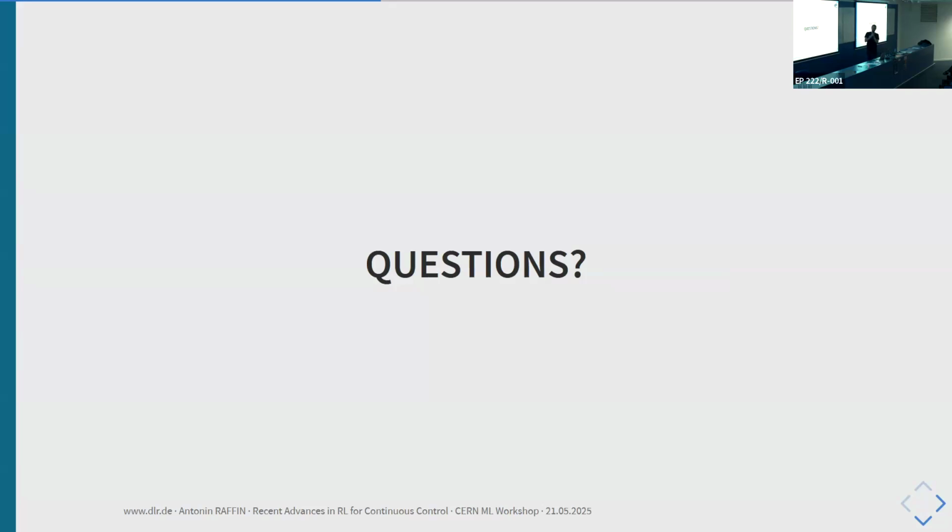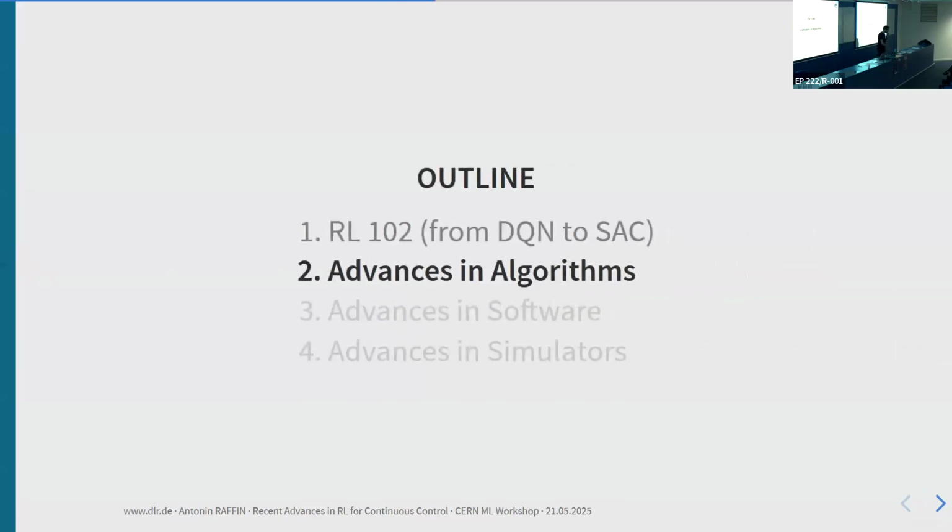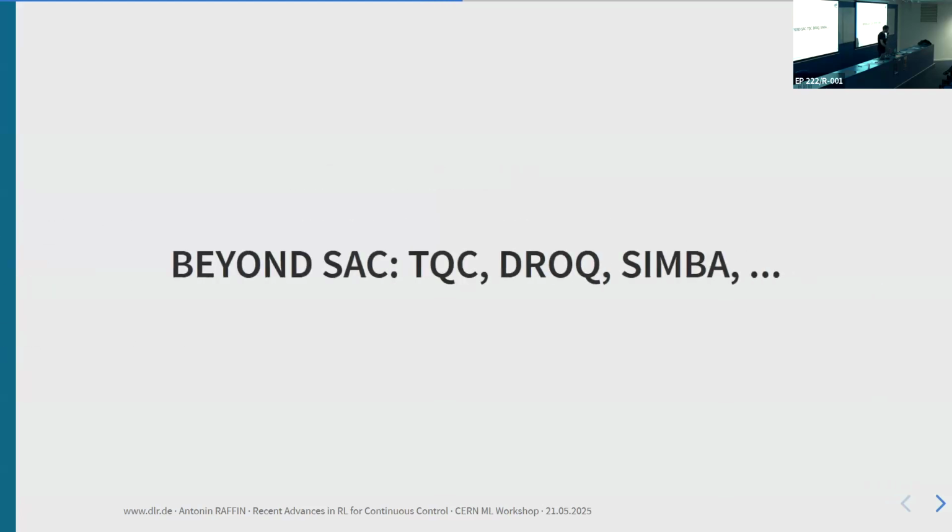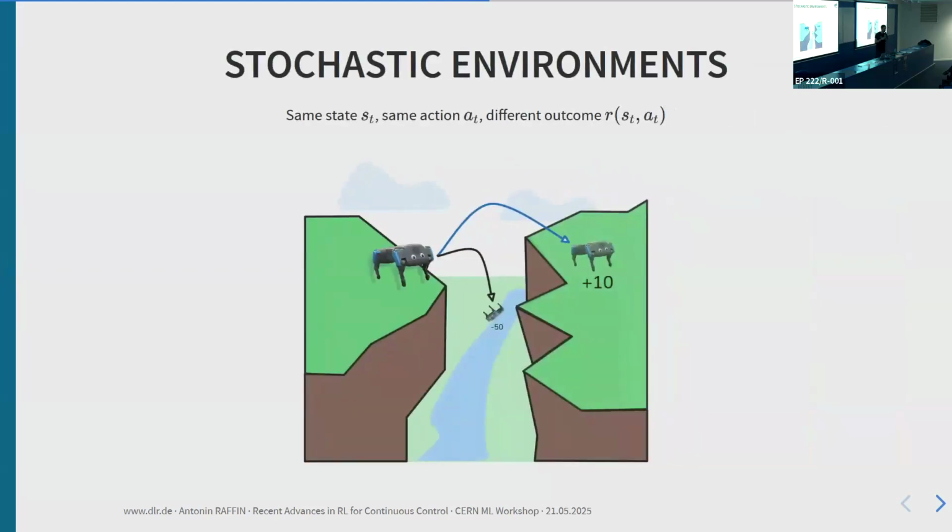So I just presented the soft actor-critic algorithm, and now in the last 4 or 5 years, there have been some advancements for improving sample efficiency and for improving training speed. The first improvement I want to talk about deals with something particular. Usually in real-world reinforcement learning, your environment is stochastic. That means that if you take the same action A in the same state S, you don't always get the same outcome.